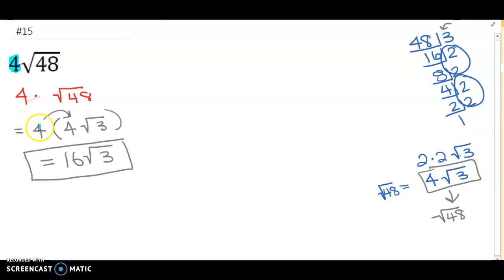Okay, so I'm going to keep this 4 in front, and now I'm going to substitute 4 square root of 3 in for square root of 48 here. And when I do that, I have to multiply the 4 times 4. I have to multiply the numbers on the outside, which gives me 16 square root of 3. This should be your final answer.